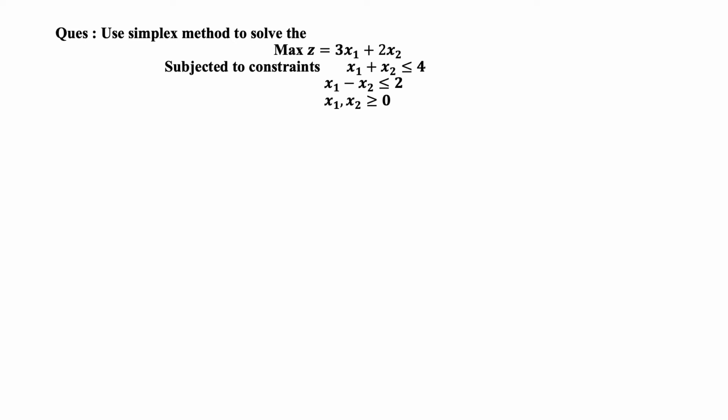So the first step was to convert any given problem into standard form. Standard form involves three things: our objective function should be in maximization form, the constraint equations should be in the form of less than or equal to, and non-negative restrictions should be applied. Variables should have non-negative restrictions on them. All three conditions are applicable on this problem, so this step is not required.